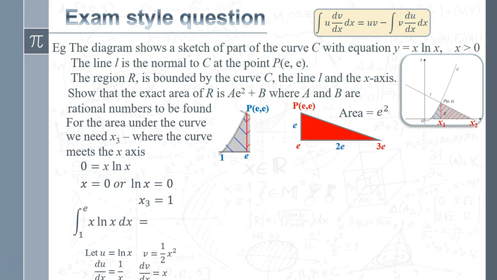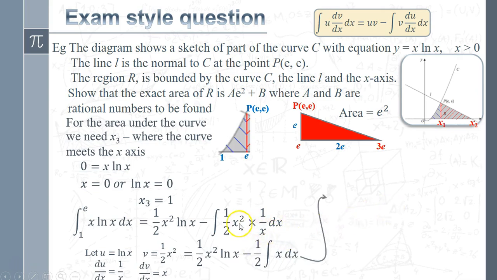So now off we can go. We can do our product. So there it is. So let's just remind ourselves. So we've got u times v, which is half x squared times ln x, minus the integral. We've got half x squared. That's my v. And there's my du dx.